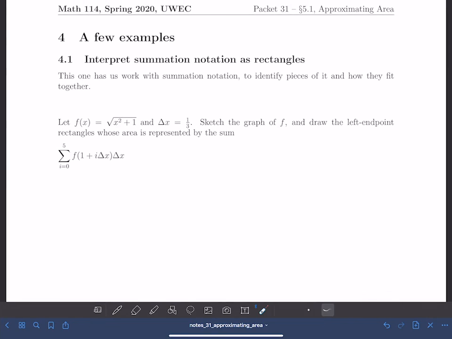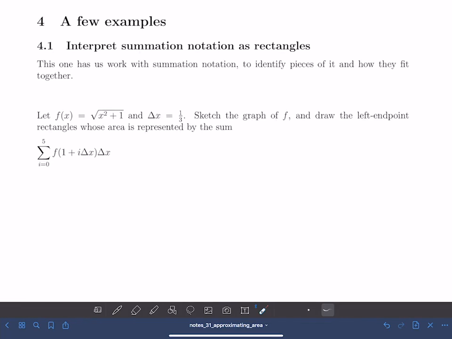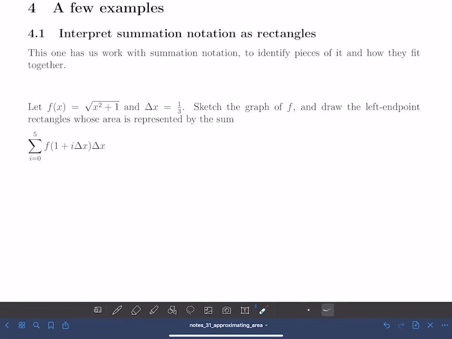So let's first work with summation notation to identify pieces of the summation notation and how they fit together. I think this is going to be quite instructive. Focusing our attention on the problem itself, let f of x equal the square root of x squared plus 1 and delta x equal 1/3. Sketch the graph of f and draw the left endpoint rectangles whose area is represented by the sum.